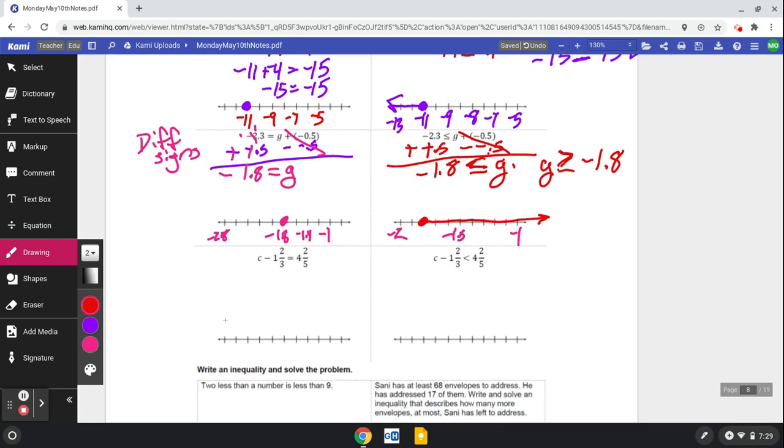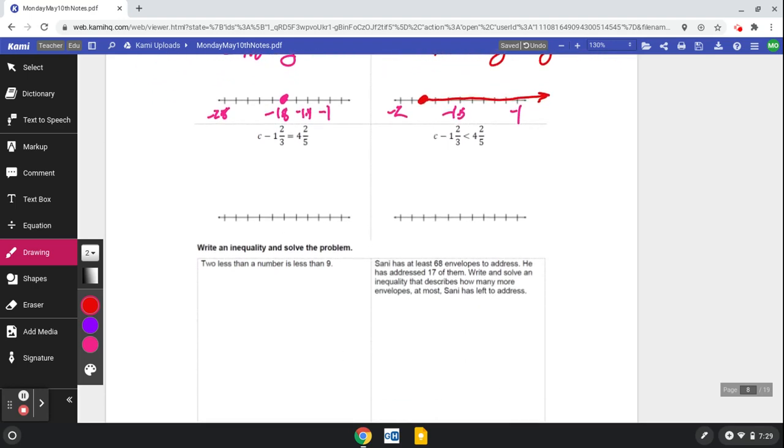Then we have fractions. Remember fractions. What do you have to have when we do any type of fractions? Common denominators.